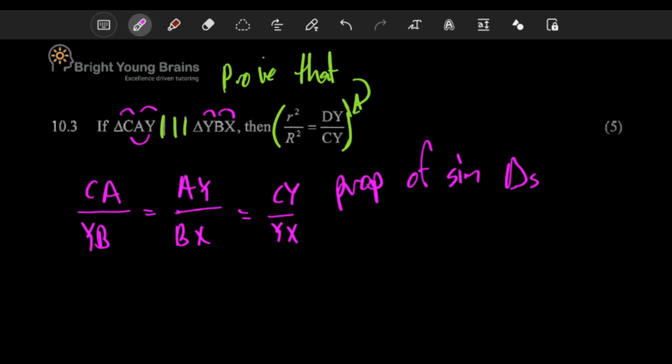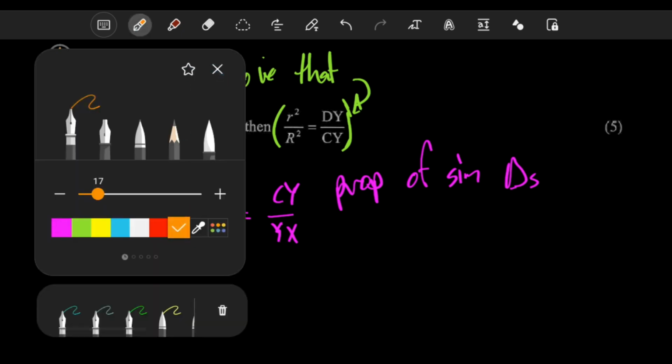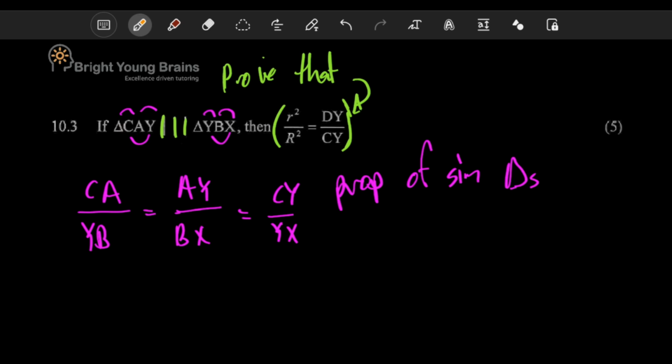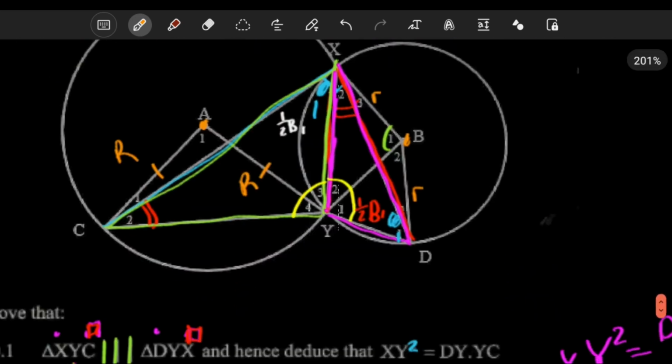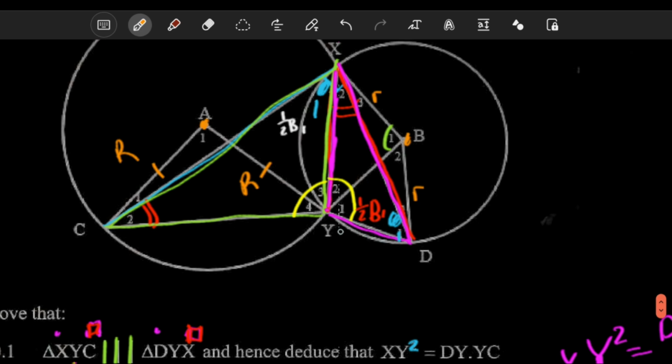Because this is the proportionality of similar triangles, we're looking for something that is DY and something that is CY. There's something that is CY over here, but there's nothing that is DY. So let's go back to our sketch and see what we can do about DY. Where's DY? DY is this line over here.